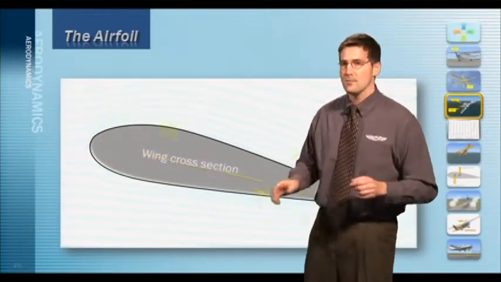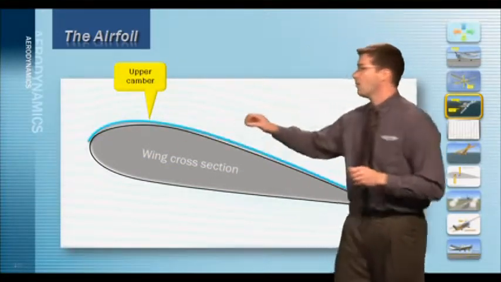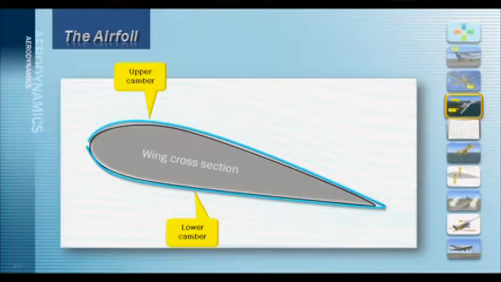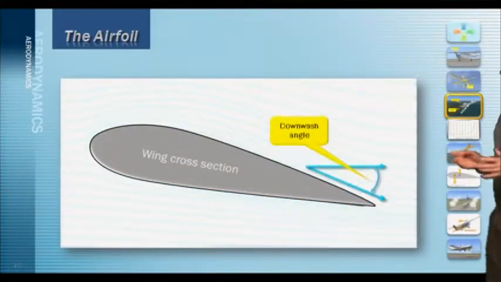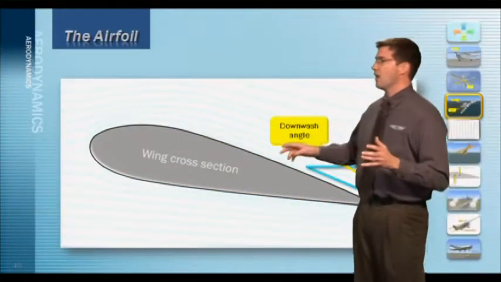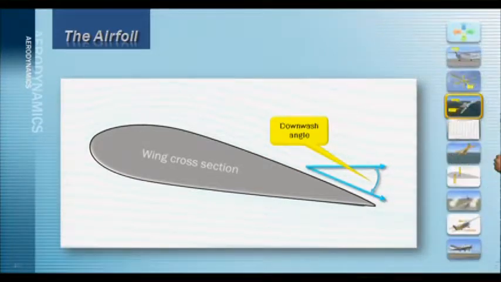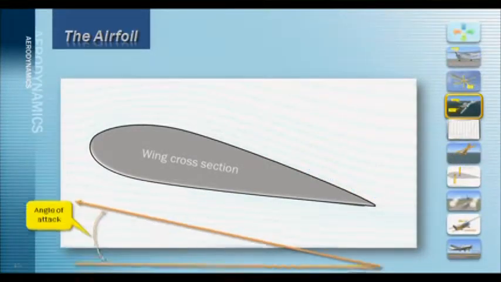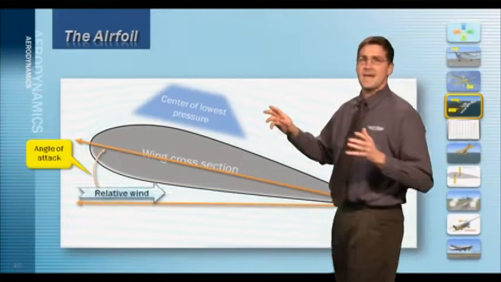Remember, camber means curvature, and you can see the camber right here. The upper and lower cambers are shown in this graphic. The mean camber, then, is the line drawn between the upper and lower surfaces of the cross-section of an airfoil. The downwash angle shown here is the angle at which the air flowing over the top surface of the wing departs the trailing edge. The relative wind is the airflow direction with respect to the wing's attitude.